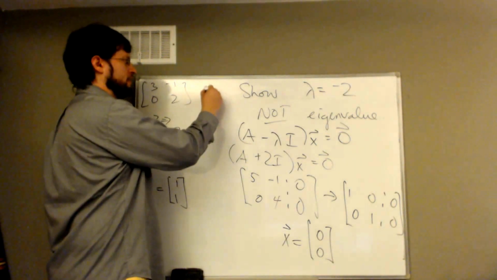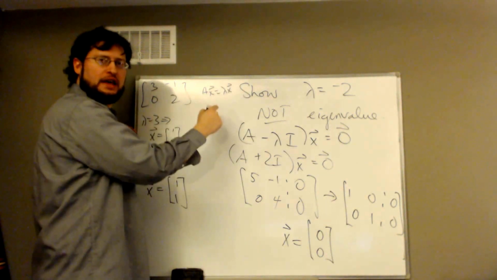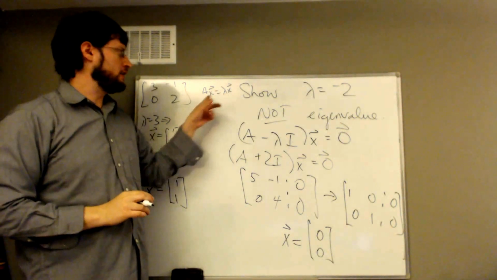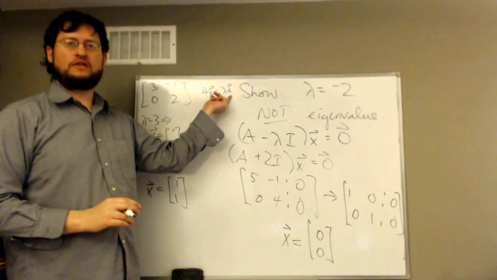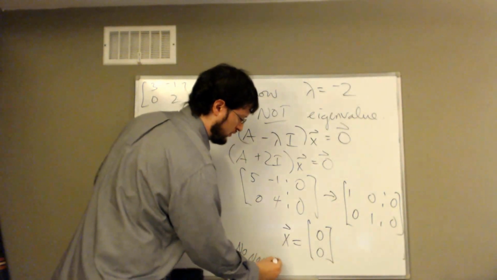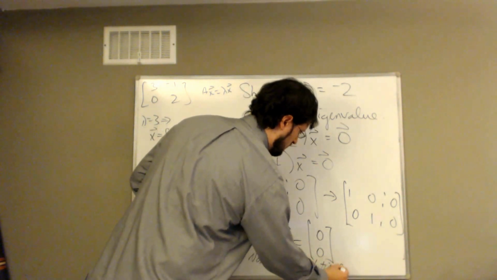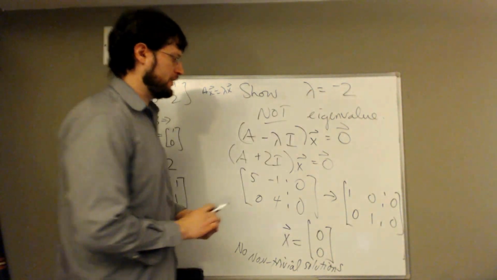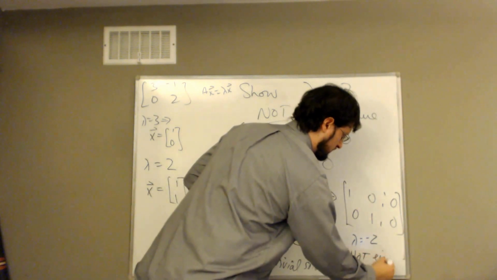If I were to look at Ax equals lambda x, well, x equals 0 always solves that. So when we're talking about eigenvalues and eigenvectors, we're looking for solutions x which are not just 0, because 0 will always solve this equation. So there are no non-trivial solutions, which means that lambda equals negative 2 is not an eigenvalue.